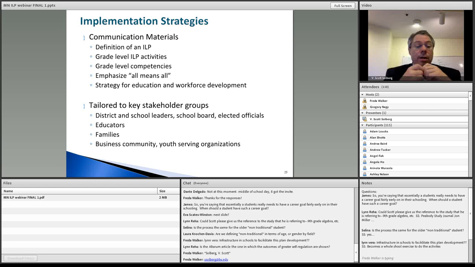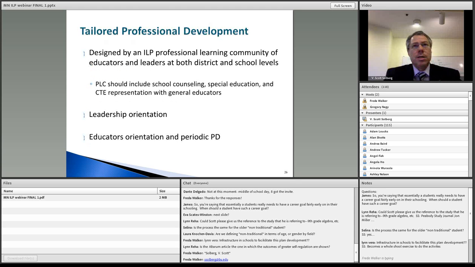Let's see, and then as I indicated, the tailoring to the different stakeholders is really important, because you just have to change the language a little bit sometimes to help a leader understand it, or school boards or school presidents. And once you've done that, then everybody can get on board.